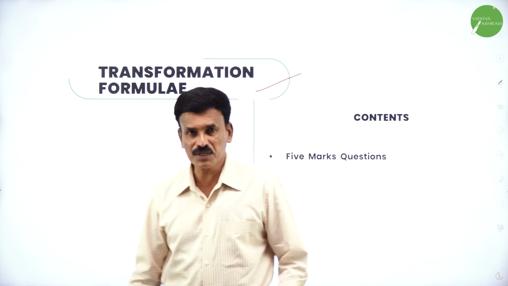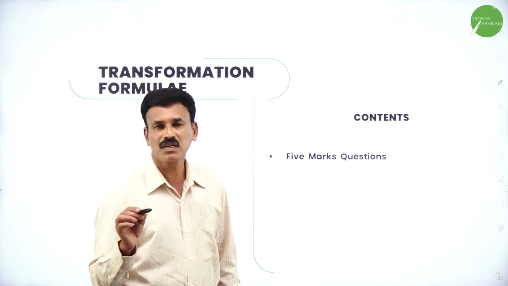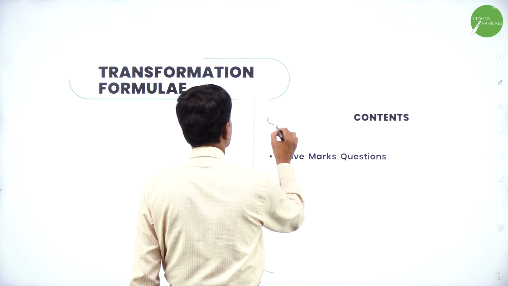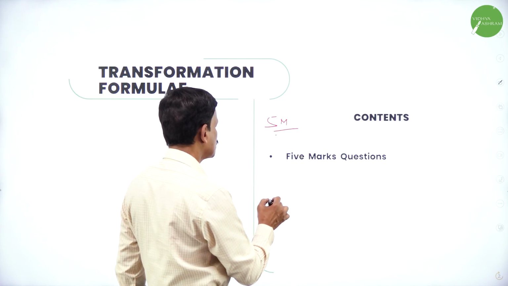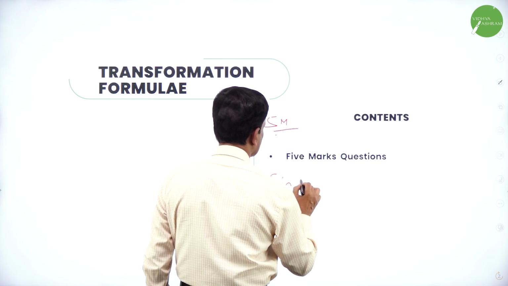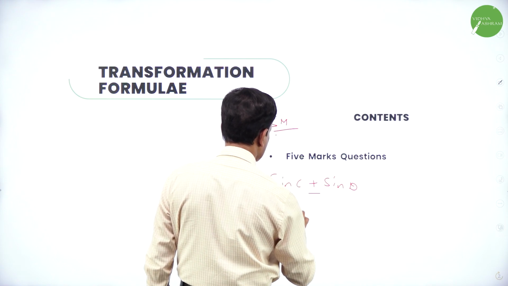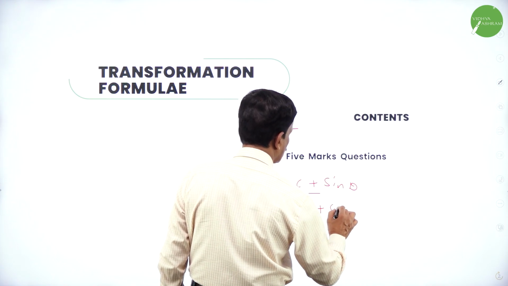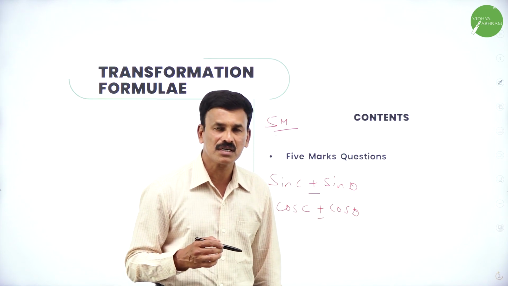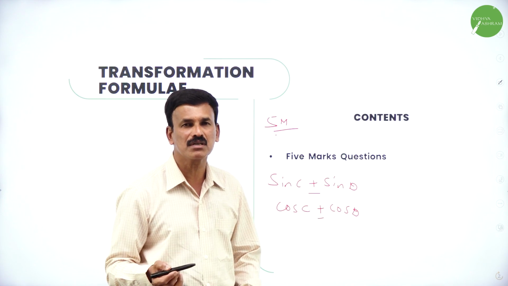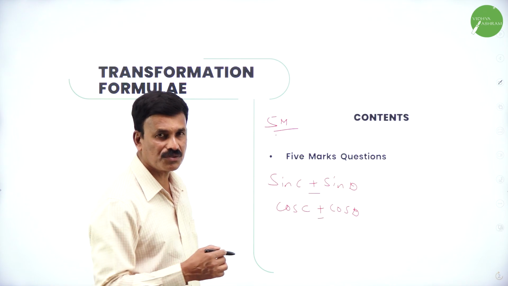So the 5 marks questions based on transformation formulas. Definitely you will get one 5 marks question from this. What are the formulas we have studied in transformation? Just recall. We have studied sin C plus sin D and sin C minus sin D. Similarly, cos C plus cos D and cos C minus cos D, sin A cos B, cos A sin B, sin A sin B, cos A cos B. So using these concepts, let us discuss some 5 marker questions.